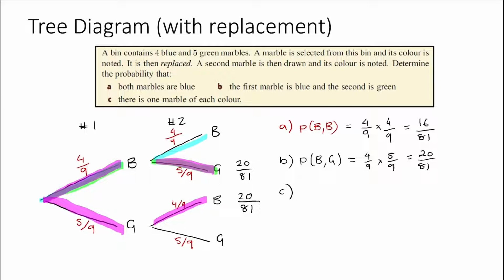When we have 2 different pathways on our tree diagram, and we want to factor in both of those pathways, we need to add those probabilities together. So the probability of 1 of each colour is 20 over 81 plus 20 over 81. So we're looking at both of those probabilities, which gives me 40 over 81 as the probability of having 1 marble of each colour. That's our final answer.